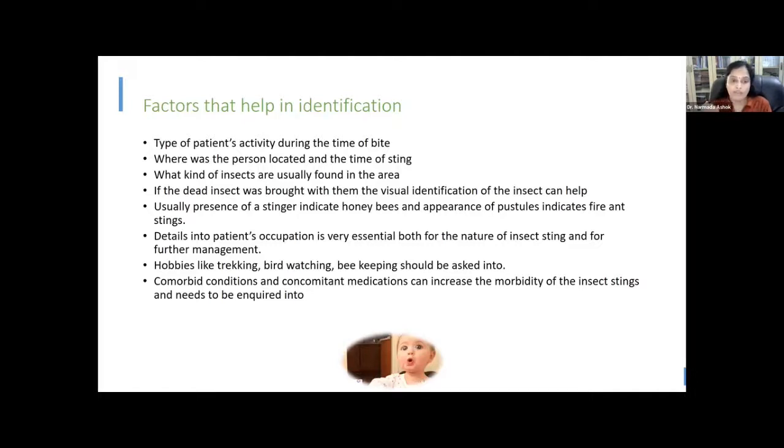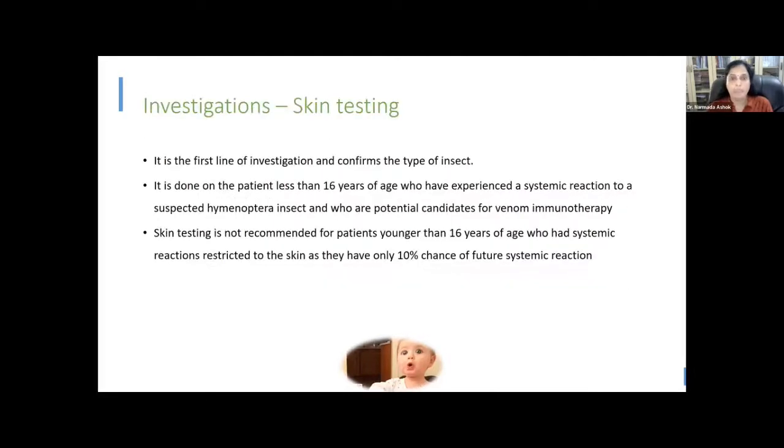Visual identification can help, for example the presence of the stinger. We know it's a honeybee, and if it's a pustule, it is fire ants. We also have to look into the patient's occupation, hobbies, comorbid conditions and concomitant medications. If they are on beta blockers, we need to observe them for a much longer time. This is the history that is going to help us.